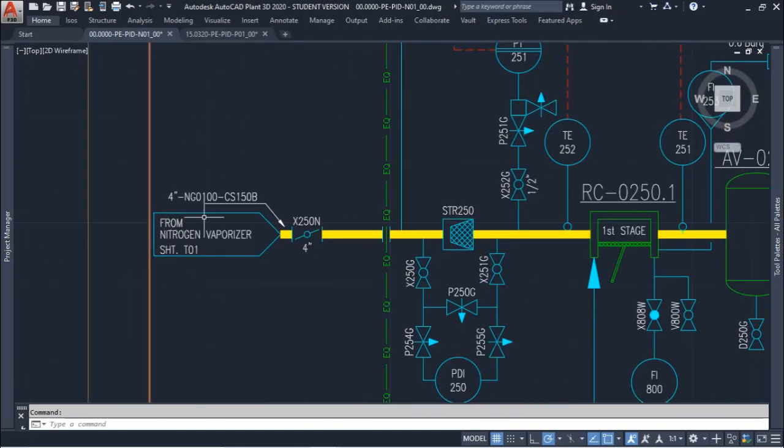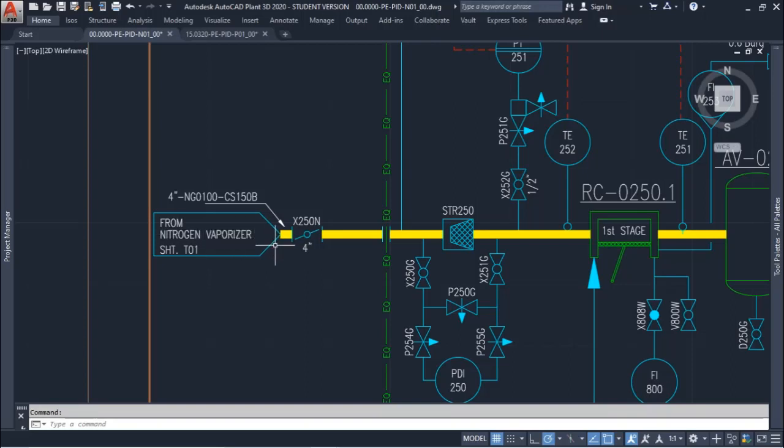So we have here the flag. This is the flag I'm talking about with you. And we have something that comes from somewhere. So it's coming from another sheet, and it is nitrogen vaporized. So this stream comes from the nitrogen vaporized, and it calls another sheet named T01.